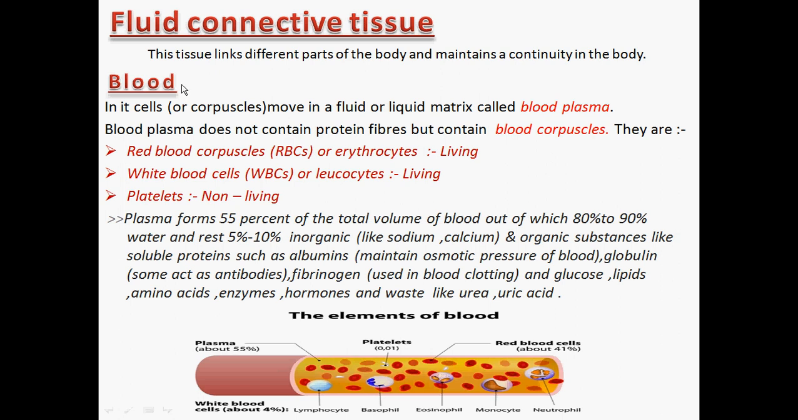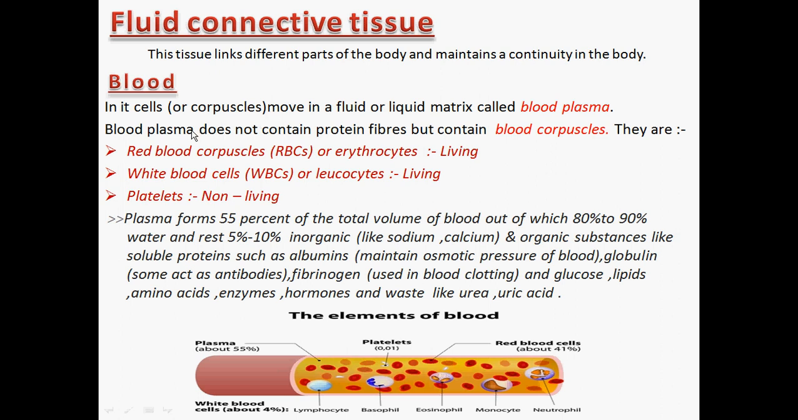So students, this fluid connective tissue, that is blood, contains only the cells which are scattered, which are present in that particular fluid or liquid matrix, which is named blood plasma. And there is entirely the absence of fibers in this particular tissue, that is, the fluid connective tissue.